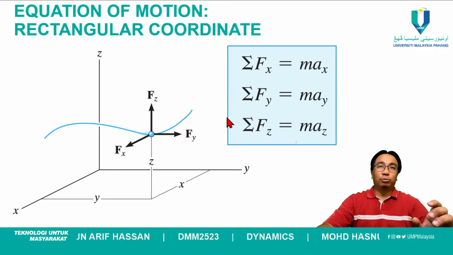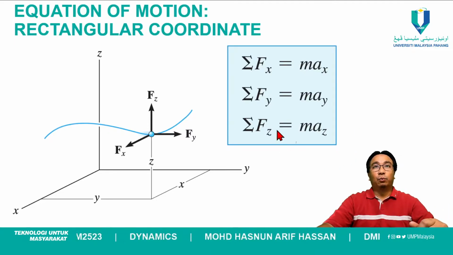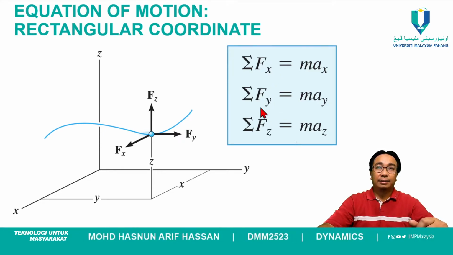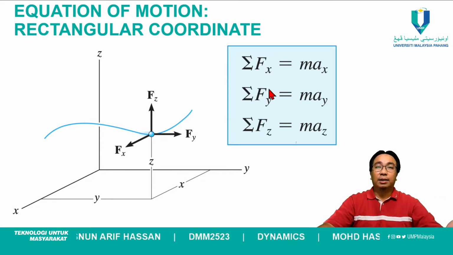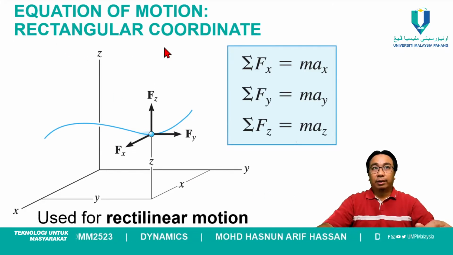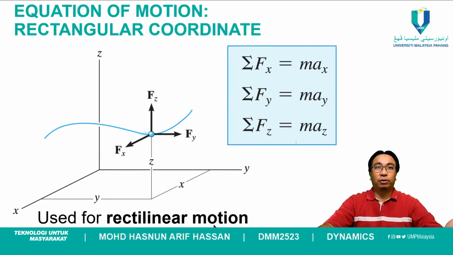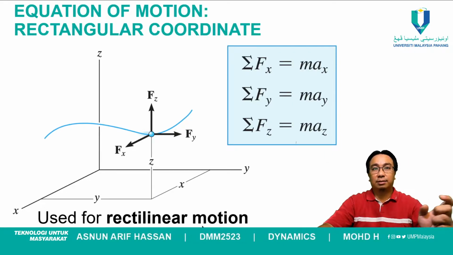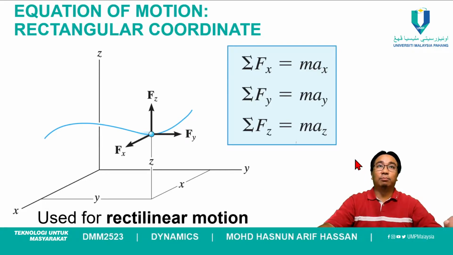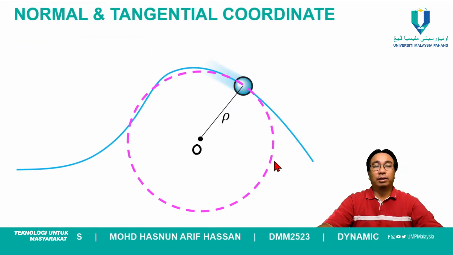We are going to do the same for today's class, whereby we are going to replace the XY axis here with normal and tangential axis. The rectangular coordinate that we discussed last week is used for rectilinear motion, motion in a straight line path. But for curvilinear motion, we are going to use the normal and tangential coordinate.